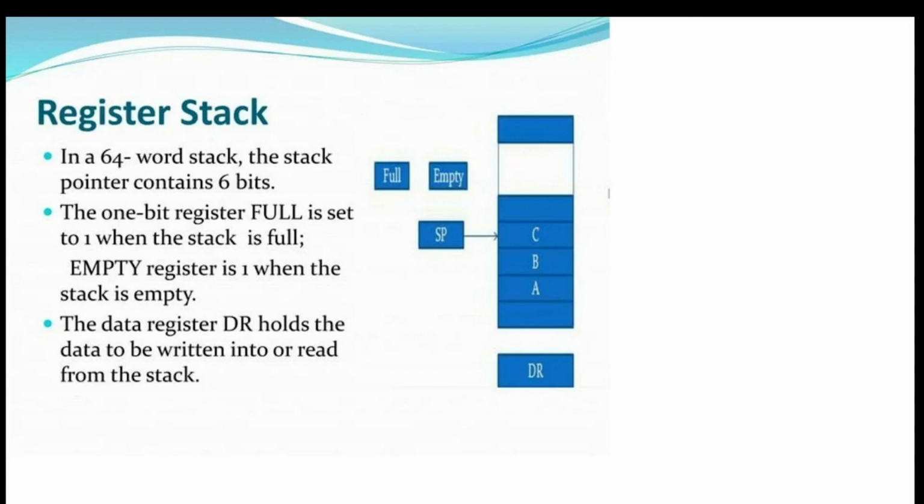The data register DR holds the data to be written into or read from the stack. So DR is the data register which holds the data to be written into or read from the stack. Something written in it will be pushed into the stack, or it will read something when the stack discards and pops something from it. So it's held by the data register DR, which we can see below the stack.